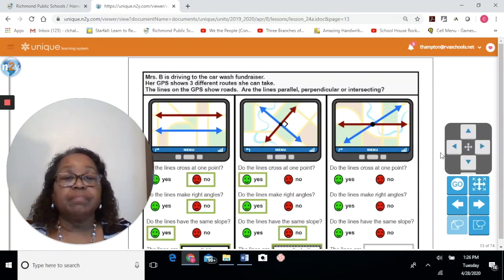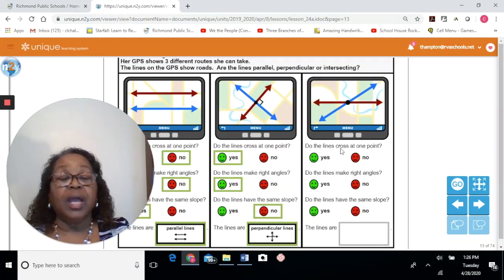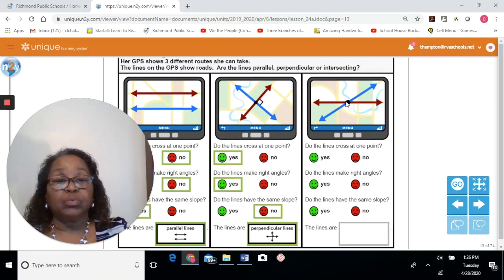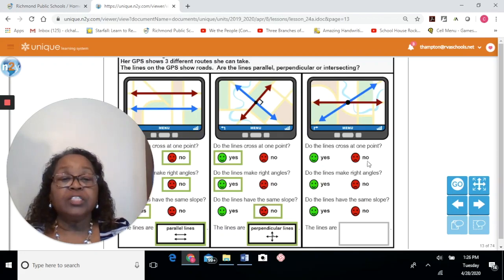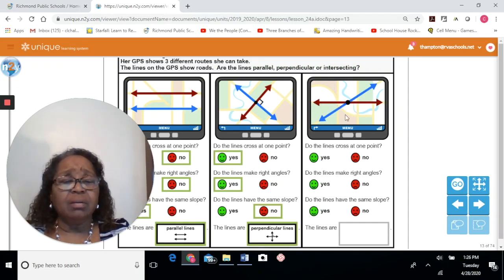All right, it says, do the lines, we're looking at these lines right here. Do the lines cross at one point? Yes, there's the point. That's where they cross. Okay. Do the lines make right angles? Now we're looking at these angles. This is an angle right here. That's an acute angle. Look at this angle. Ooh, that's an obtuse angle right there. And then here's another acute angle. But is there a right angle here? There's no right angle. And another thing, if there were a right angle there, there would be a box.